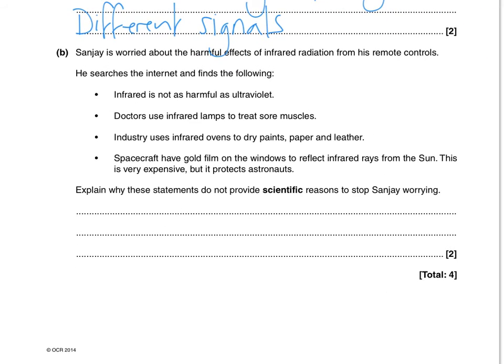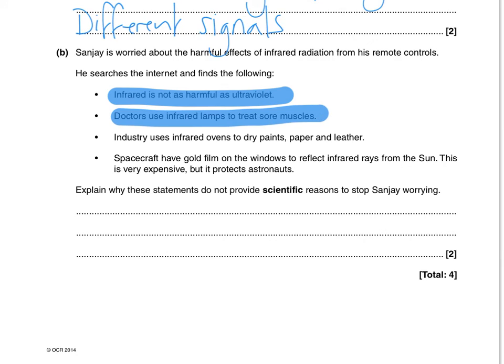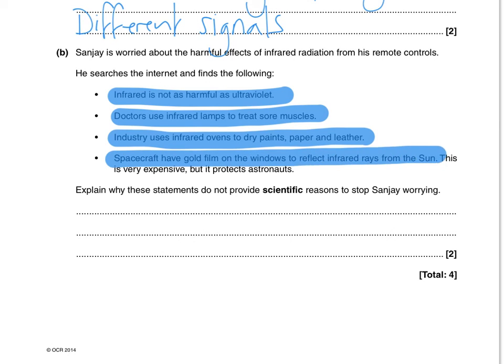Okay, move it on. Sanjay is worried about the harmful effects of infrared radiation from his remote controls. He searches the internet and finds the following. So, infrared is not as harmful as ultraviolet. Doctors use infrared lamps to treat sore muscles. Industry uses infrared ovens to dry paint, paper and leather. Spacecraft have gold film on the windows to reflect infrared rays from the sun. This is very expensive, but it protects astronauts. Okay, explain why these statements do not provide scientific reasons to stop Sanjay worrying.